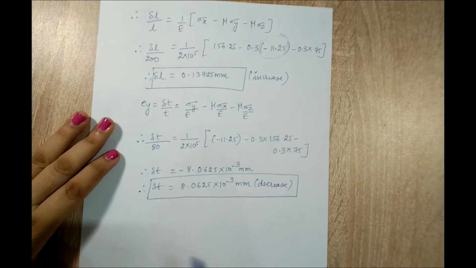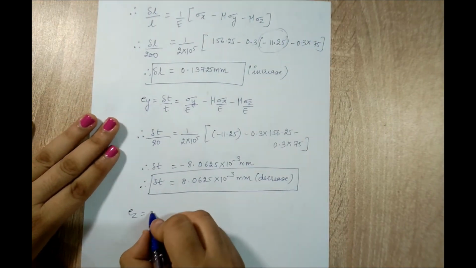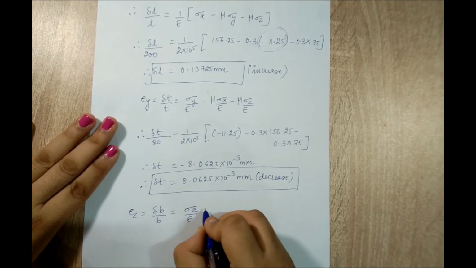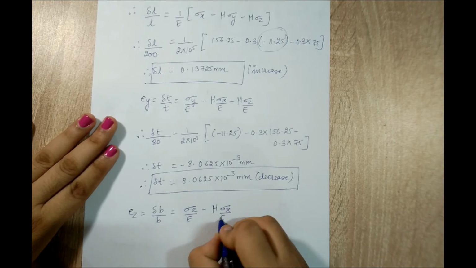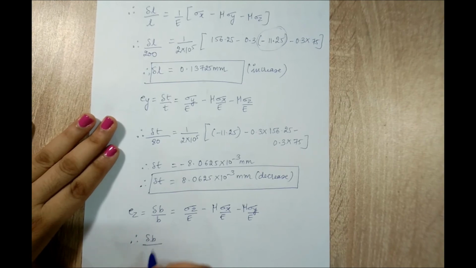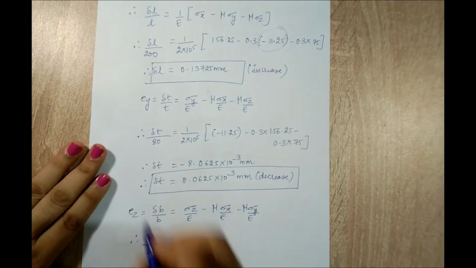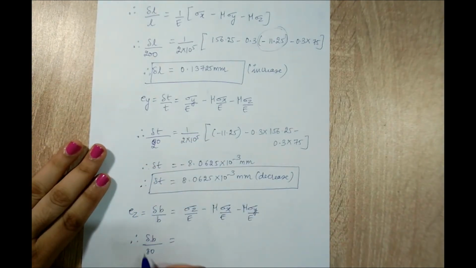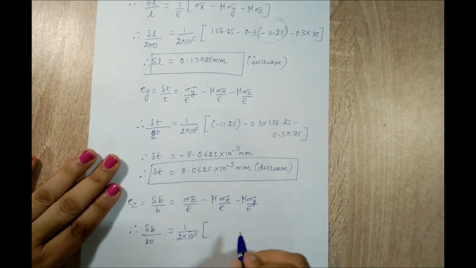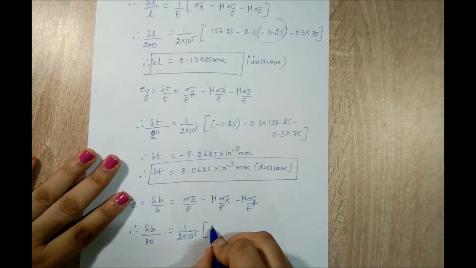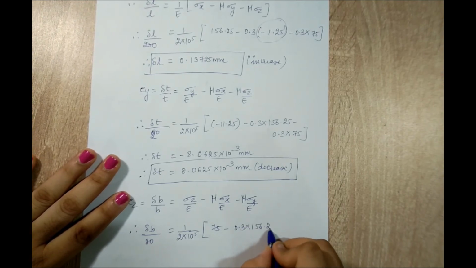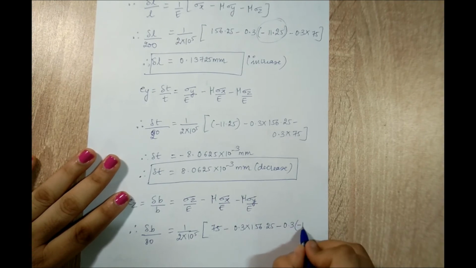Next I'll write about the strain along the z axis. That will be delta B by B, which will be sigma z upon E minus mu sigma x upon E minus mu sigma y upon E. So here I can write down delta B upon B is equal to, I'm sorry, this value was 20, not 80. So this is 80 is equal to 1 upon 2 into 10 raised to 5, sigma z value is 75 minus 0.3 into 156.25 minus 0.3 into minus 11.25.